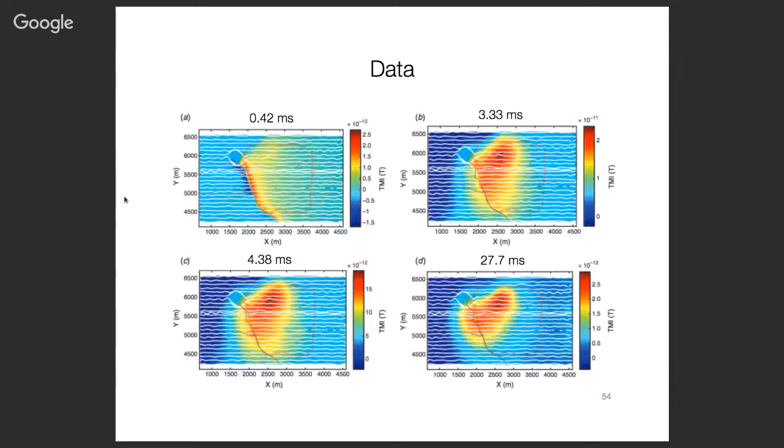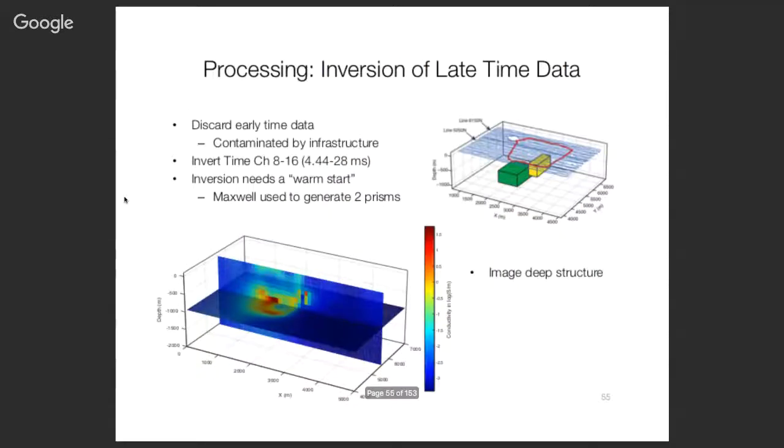Well, let's first of all just invert the late time data. So we're going to throw away effectively the early time data. We're just going to say, oh, that was contaminated with infrastructure or something, whatever. And we're going to invert just the late time data, the last eight channels.